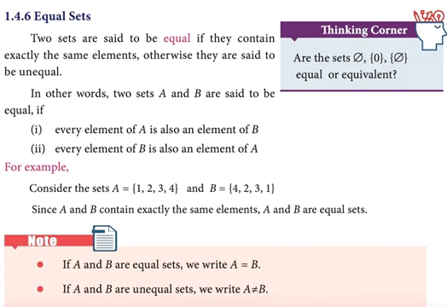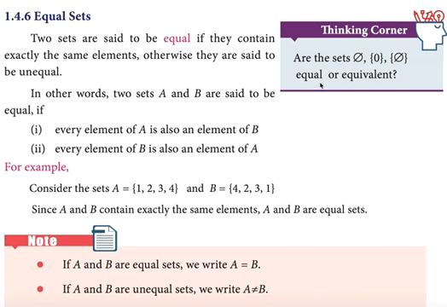This is where we stopped in the last class: equal sets. Two sets are said to be equal if they contain exactly the same elements. Otherwise, they are said to be unequal. In other words, two sets A and B are said to be equal if every element of A is also an element of B, and every element of B is also an element of A. Consider for example A = {1, 2, 3, 4} and B = {4, 2, 3, 1}. Since A and B contain exactly the same elements, A and B are equal sets.